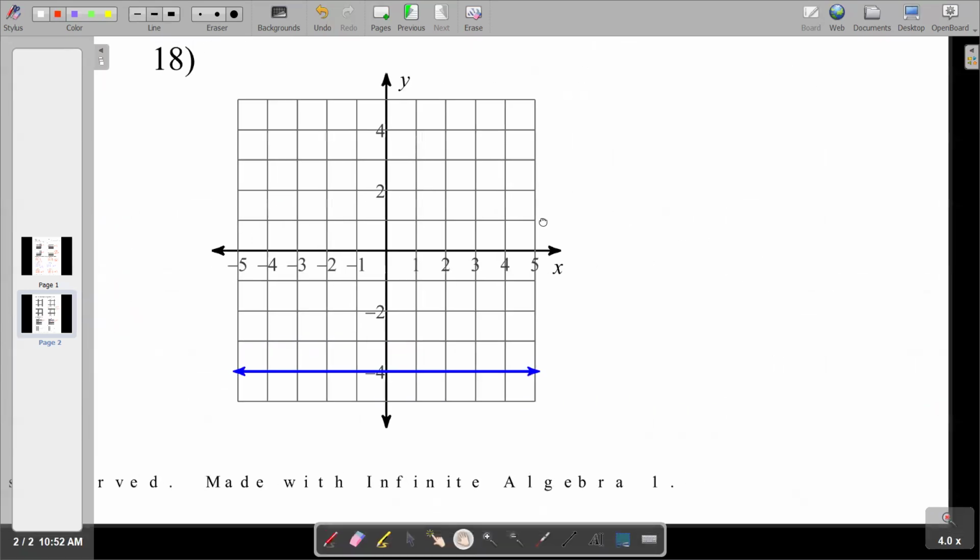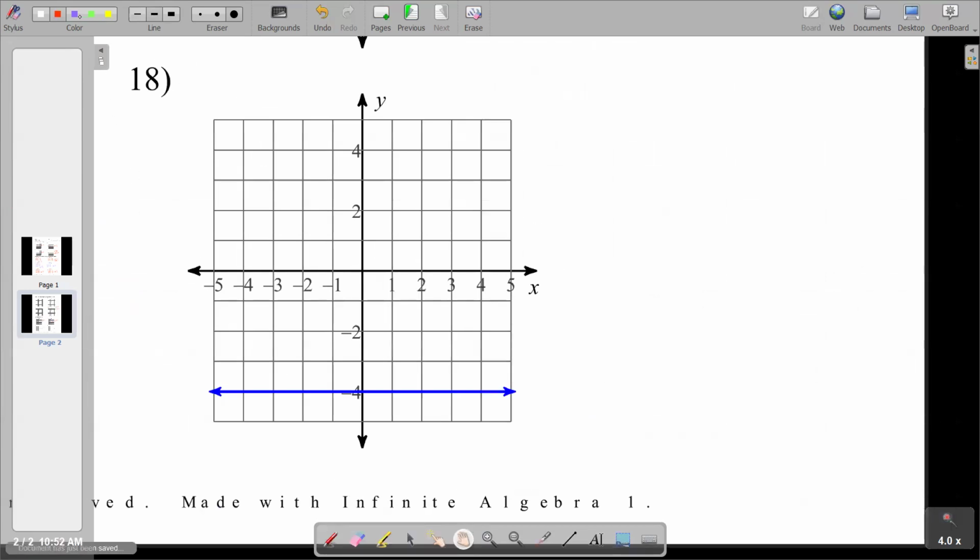And on question 18, again, if you write 0, I'm calling your parents, right? This is a y equals situation because it is a horizontal line. And the answer is y equals -4. Do you have any questions at all?